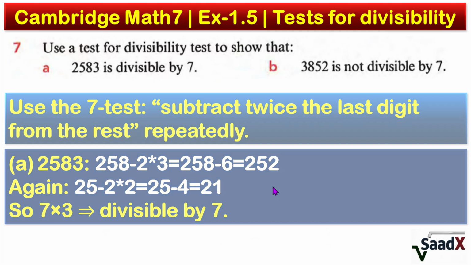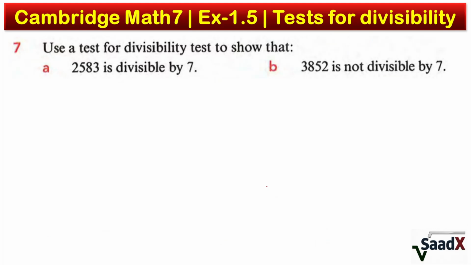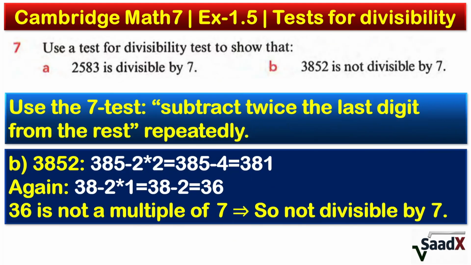Next one, number B. Here is 3852. The last digit is 2 and the rest of the digits are 385, then minus 2 times 2. So 385, 2 times 2 is 4. It means 381. Here it says subtract twice the last digit from the rest repeatedly. So 381: 38 minus the last digit 1 twice, it means 2. So 38 minus 2 equals 36.